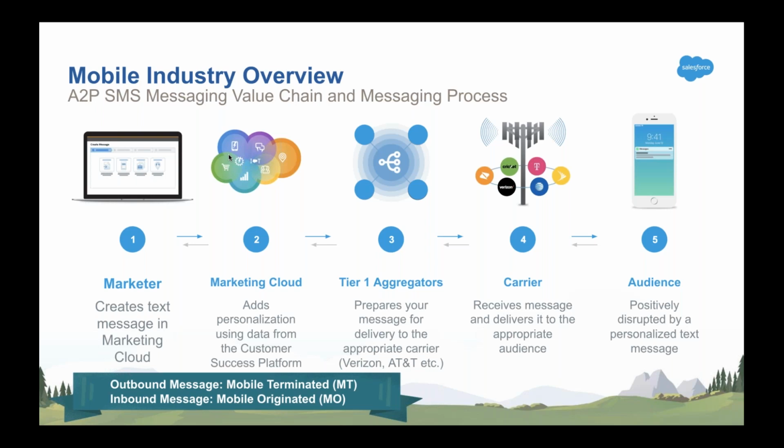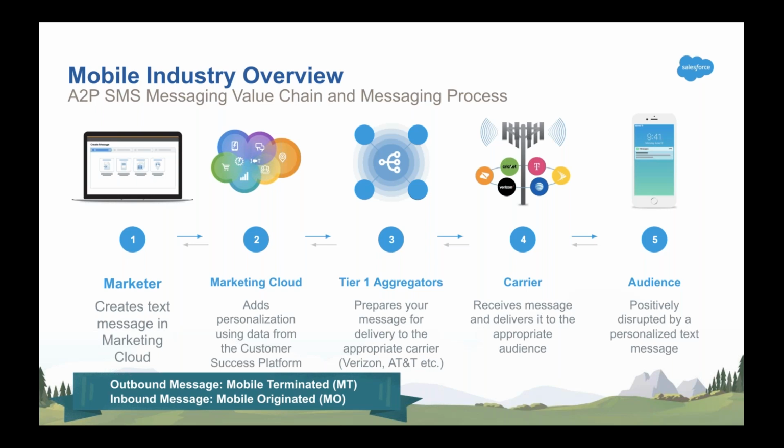The reason that we use those tier 1 aggregators is because they are responsible for maintaining and connecting to tier 1 carriers across the globe. This is the AT&Ts, T-Mobiles, Verizons of the world, and then subsequently all the tier 2 and 3 carriers that might live underneath them. And then obviously the last step is the audience, and the inbound chain is just the absolute reverse of that. It starts with the audience and ends back at the marketer.